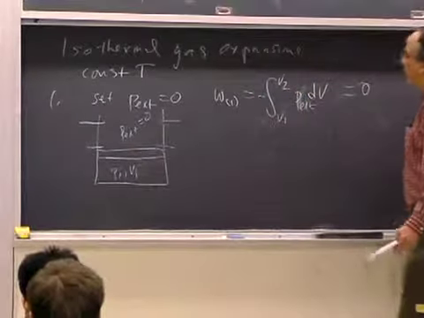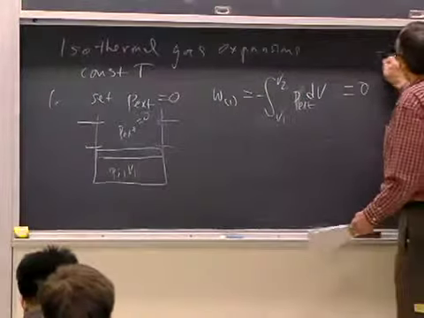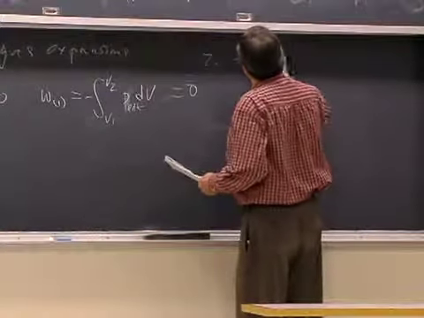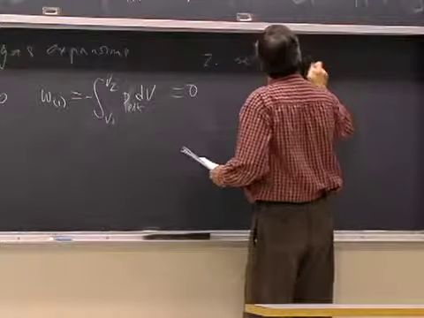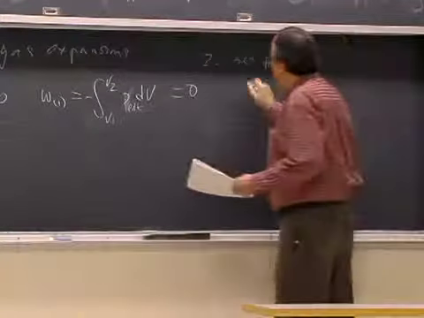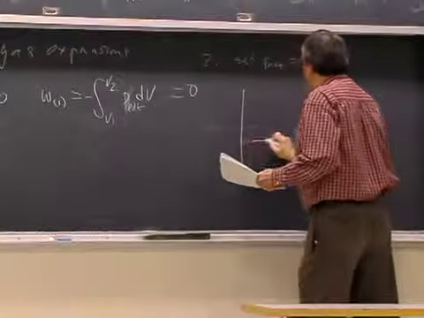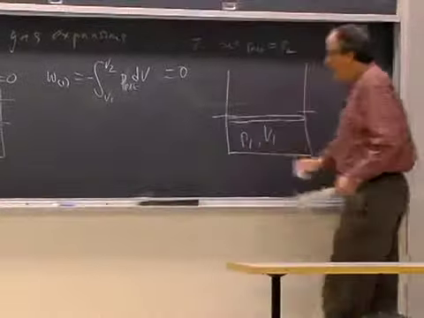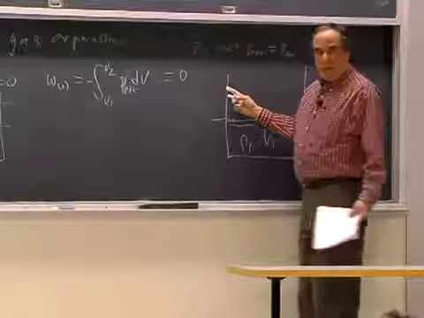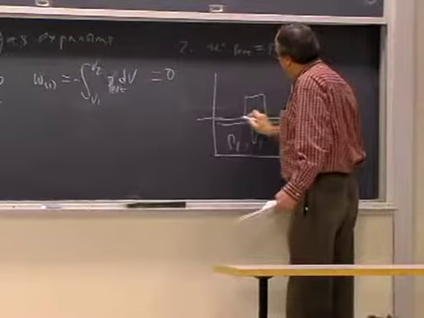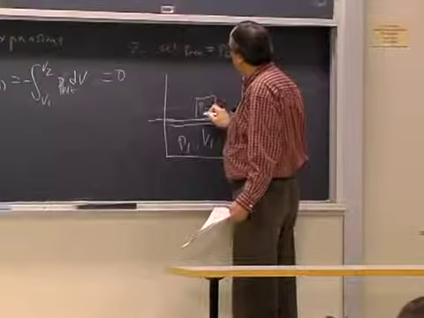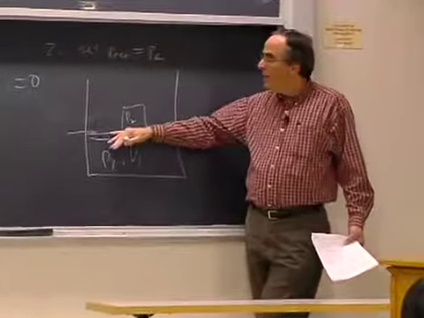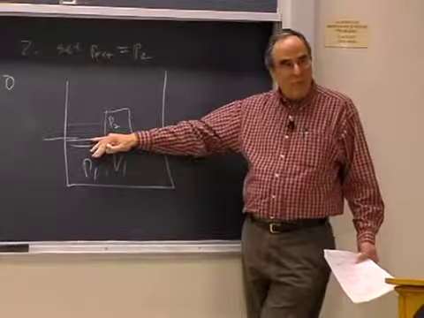And so we can then say, okay, let's do the second expansion, and let's set P external equal to P2. And we do the same sort of thing. We have stops here. We have P1, V1. And we don't really need stops up here. We have a weight on the piston, and that weight is chosen so that it acts as though P external is equal to P2.